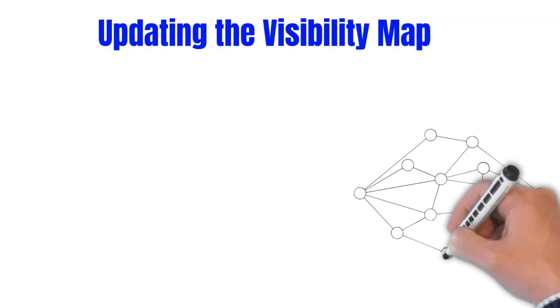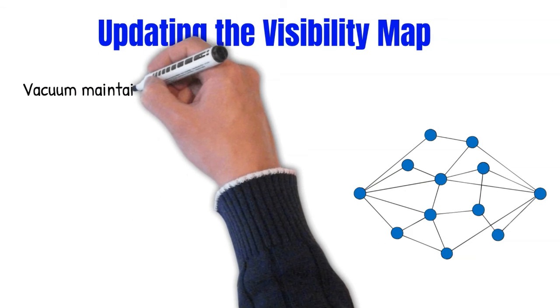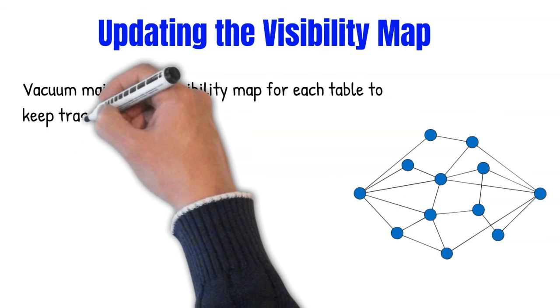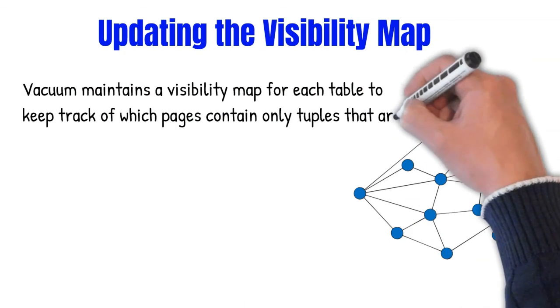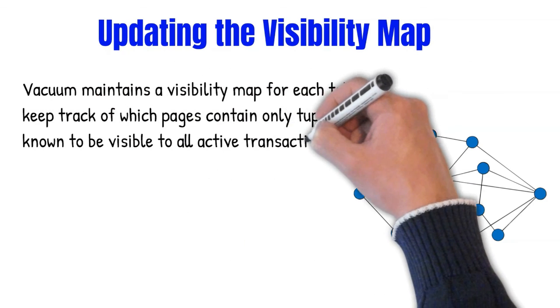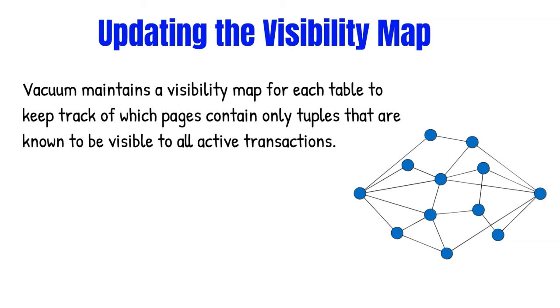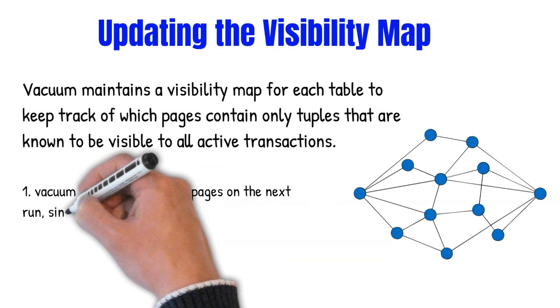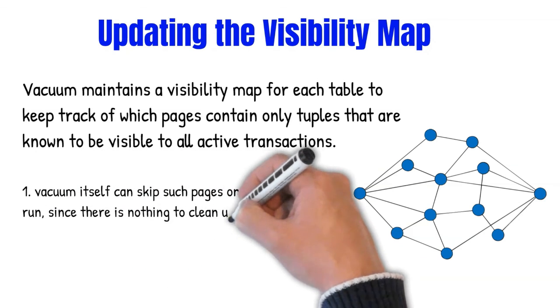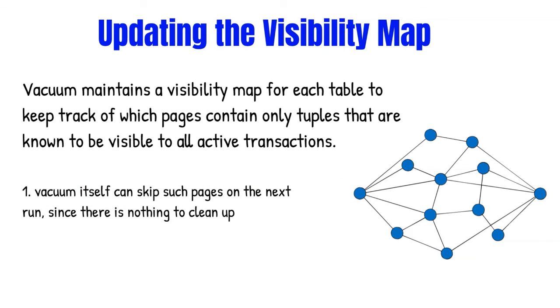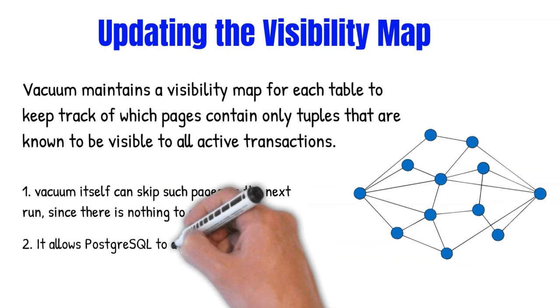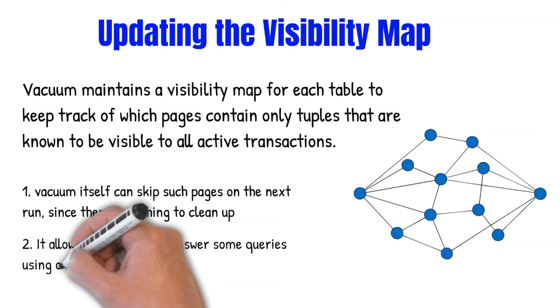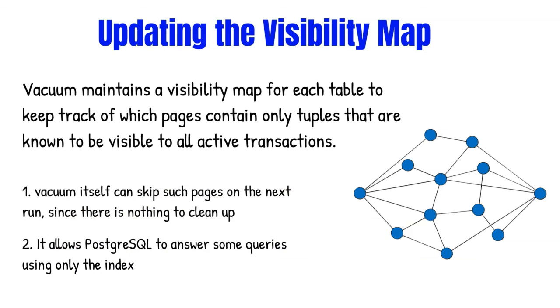Vacuum maintains a visibility map for each table to keep track of which pages contain only tuples that are now visible to all active transactions. This has two purposes. First, vacuum itself can skip such pages on the next run since there is nothing to clean up. Secondly, it allows Postgres to answer some queries using only the index without referencing the underlying table.